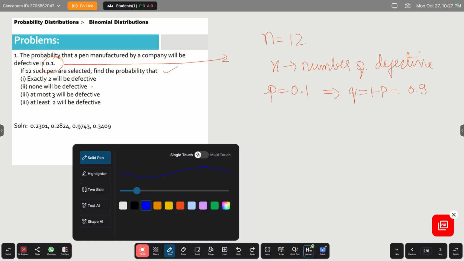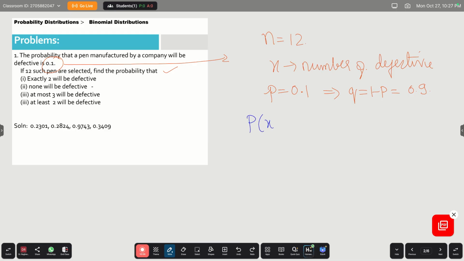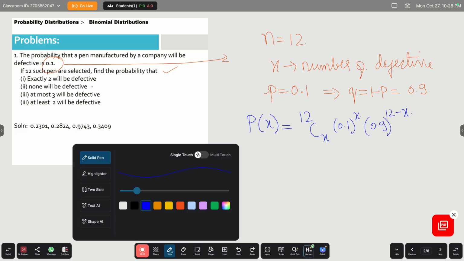What is it? P of x is nCx p^x q^(n-x). We know that n is 12. So it is 12Cx, 0.1 power x, and 0.9 power 12 minus x. And let me take the first question.